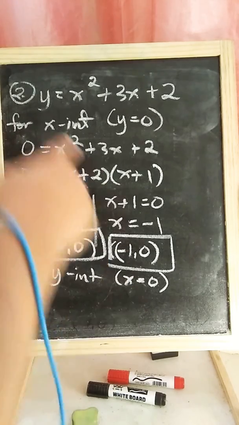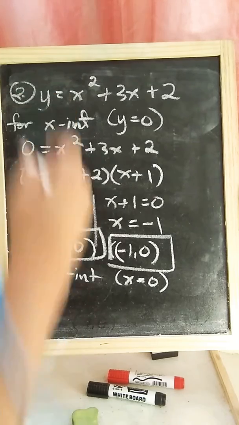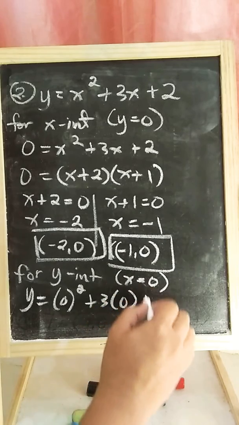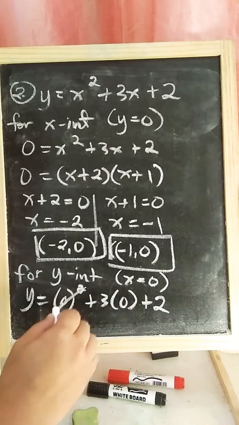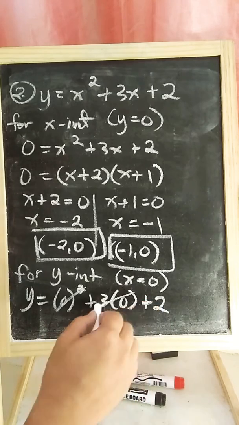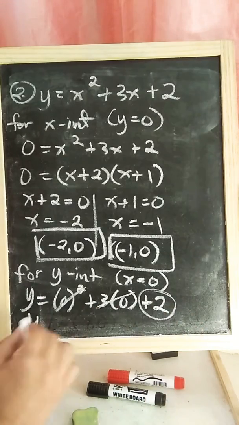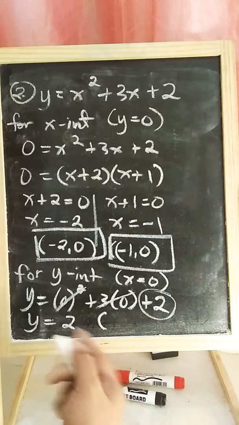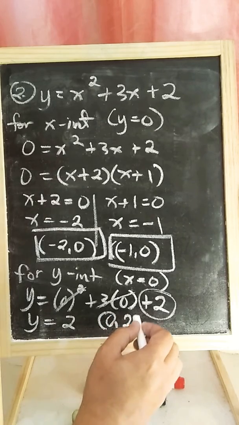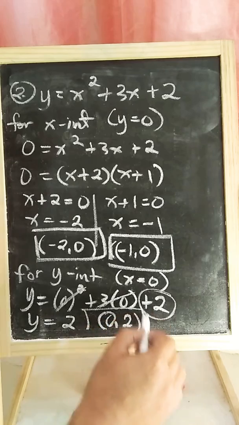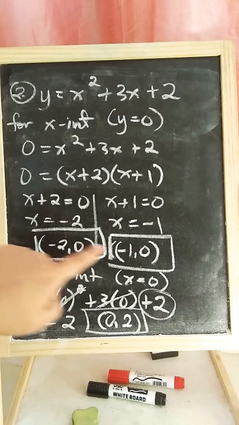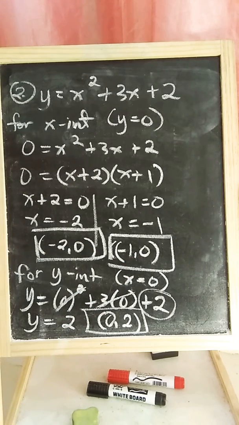So, tingnan natin kung ano mangyayari dyan. Papalitan ko lang ng 0. So, y is equal to 0 squared plus 3 times 0 plus 2. Obviously, 0 squared is 0. 3 times 0 is 0. Ang natira mo na lang is 2. Obviously, ang natira yung constant value. So, y is equal to 2, and your y-intercept is (0, 2). Meaning, if you're going now to graph this particular function, those are the points that you shall have. So, you have 2 x-intercepts and 1 y-intercept.